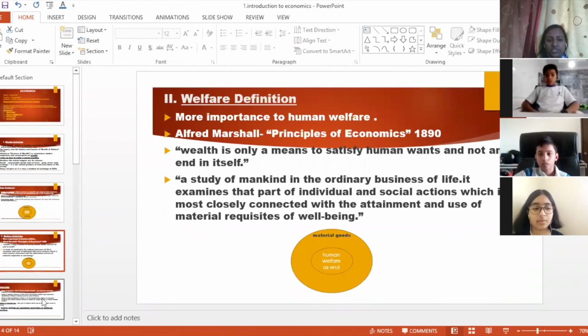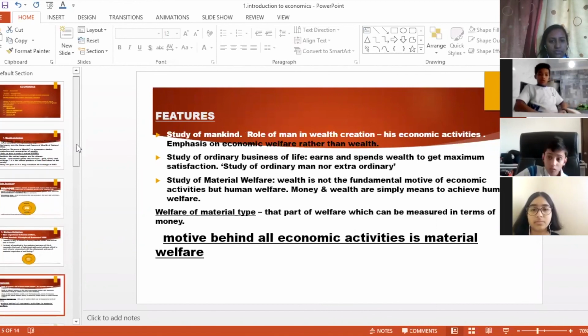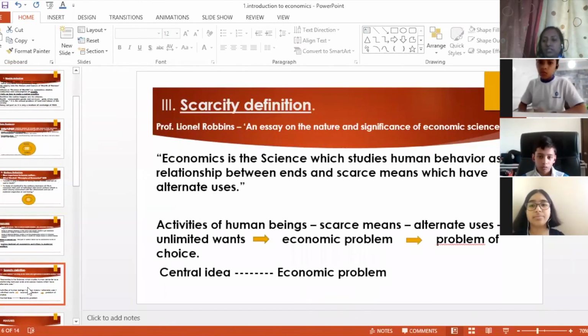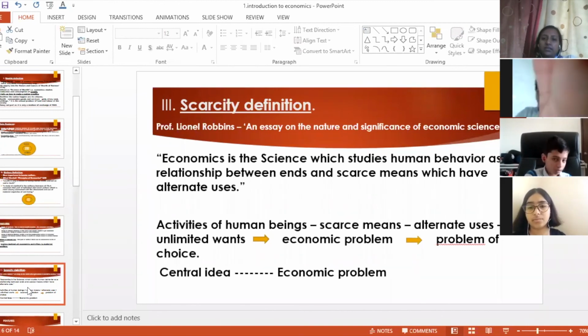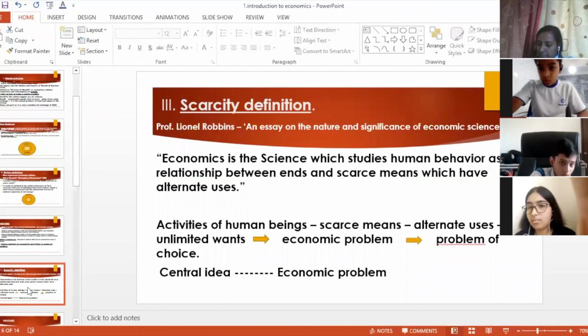Now these two definitions are clear. These are the features, and the features are clear to all. Now we come to the third definition, the scarcity definition. This was given by Professor Lionel Robbins in his book, An Essay on the Nature and Significance of Economic Science.